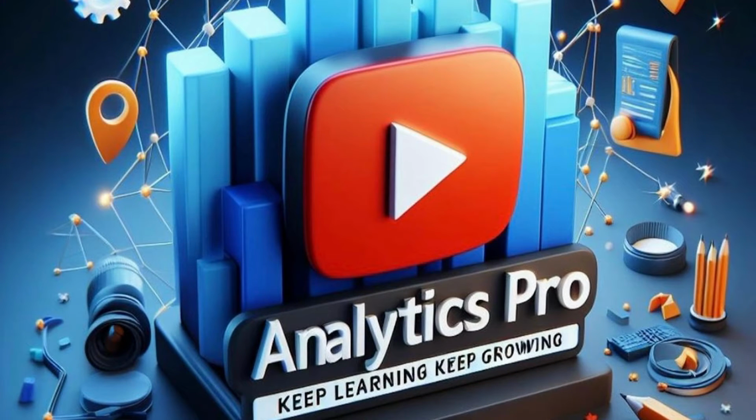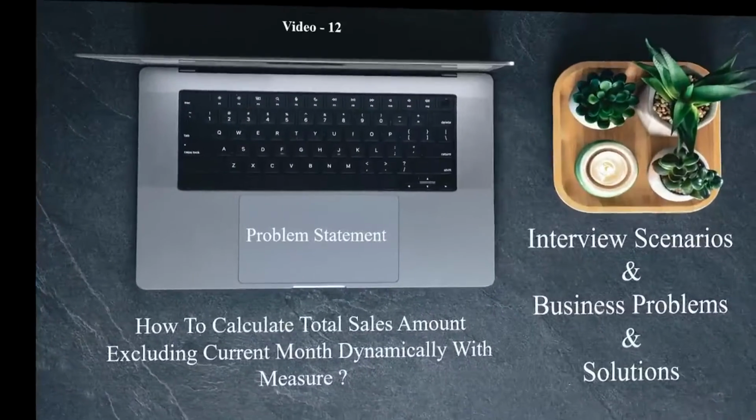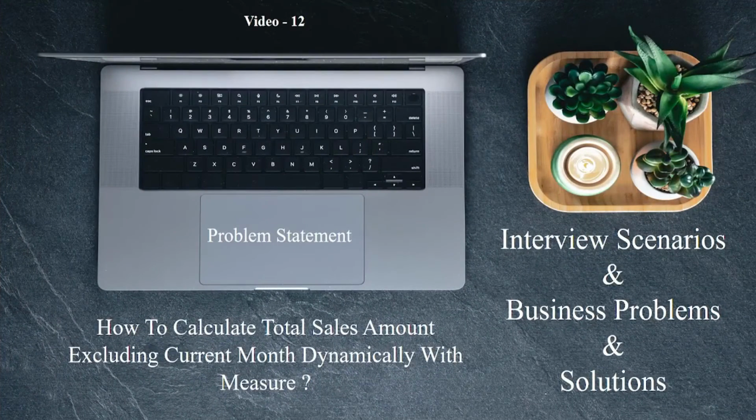Here under this playlist, we are going to cover only interview scenarios and business problems and their solutions. In the previous tutorial, we discussed how we can consider any month as the current month to make our calculation easy. Now in today's tutorial, let's discuss one more business problem which we recently faced with one of our clients. The problem statement is: how can we calculate total sales amount excluding the current month dynamically with a measure? So let's start with the introduction.